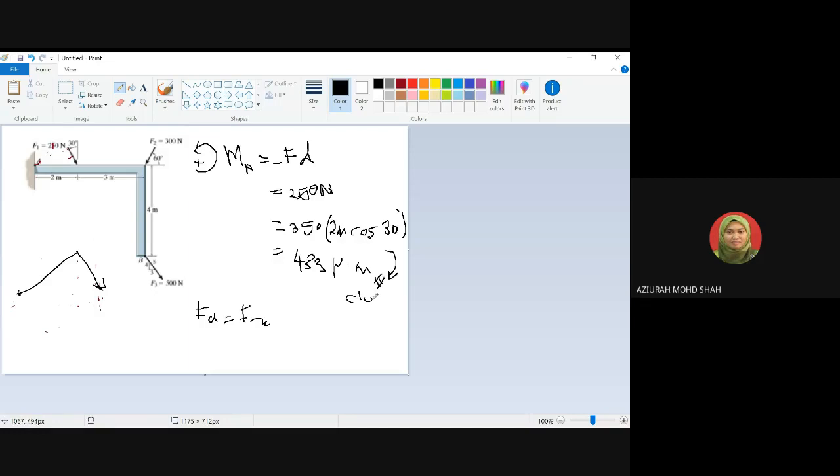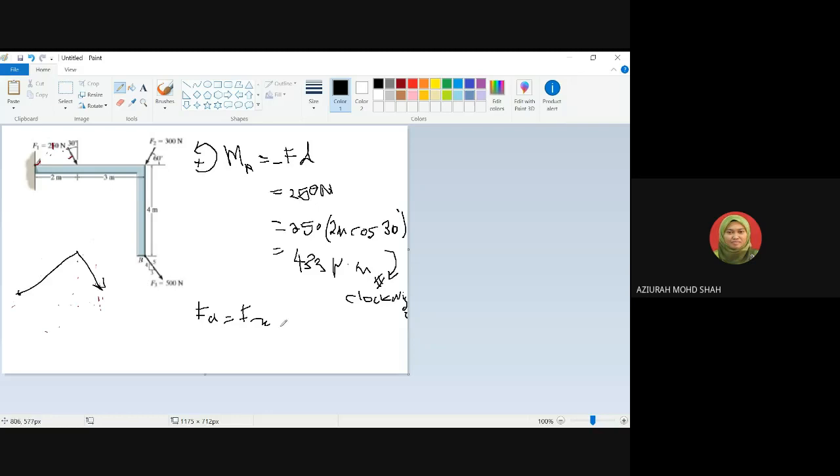Or if you are diligent, you write clockwise. It's long, but I know my students are special, so lazy, so making a sign is fine. If you don't want to write it, you can put the clockwise indicator. So we know that the 250 Newton force tends to rotate the L beam shape clockwise. Okay, that is the first one.